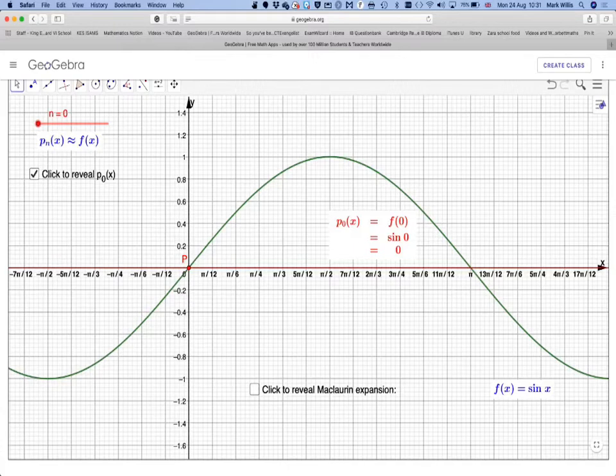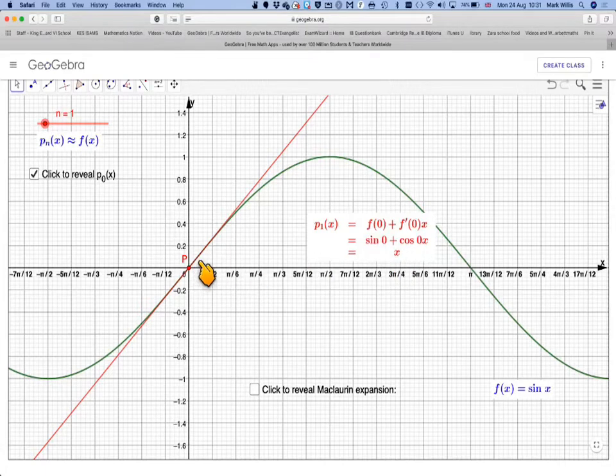If we do 1, then the next term is f of 0 plus f dash of 0 of x. If you differentiate sine, you get cos. So sine of 0 is 0, but cos of 0 is 1, so we get 1x. And that's a better approximation than the previous one. You can see it's pretty good near to 0.